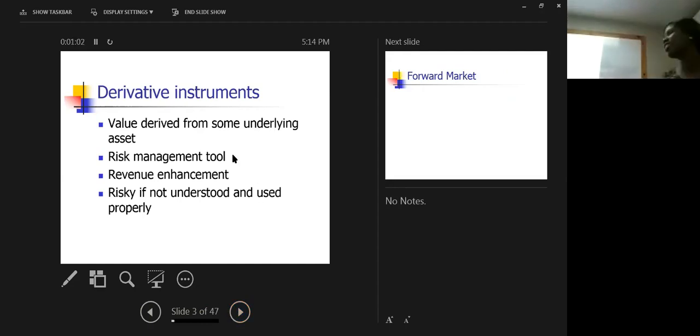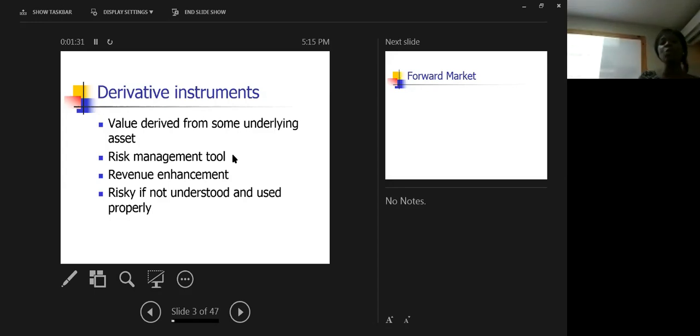Derivative instruments, as you guys know, derive their value from some underlying asset, right? Usually it's a risk management tool. So if we have a call option, it would derive its value from an underlying asset. If we have a put, it would derive its value from an underlying. Forwards, futures, swaps, all these are derivatives. That means you can have them on stock, commodities, real assets, anything like that, right?